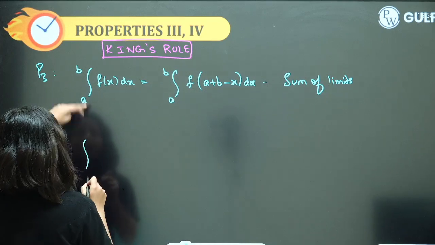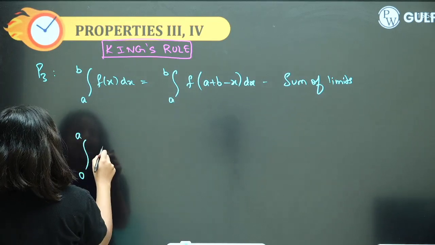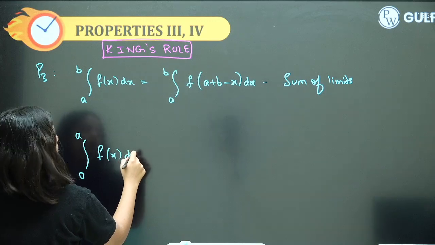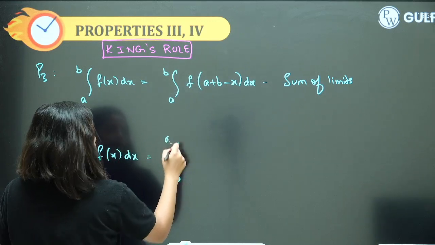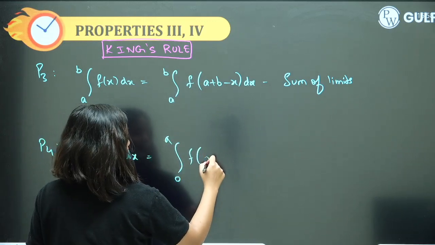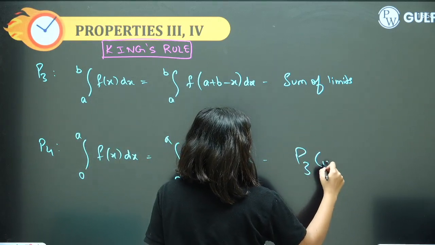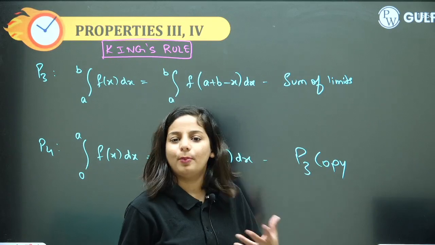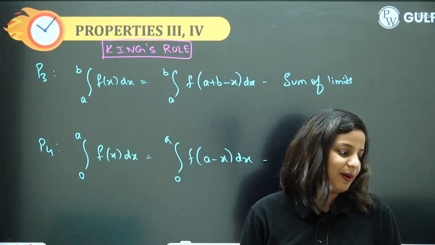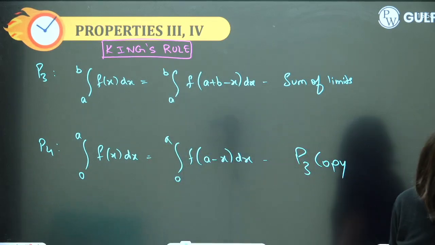Okay, instead of a to b, now you have 0 to a. What difference does it make? You add the limits, 0 plus a is a, and subtract the variable. So I will name this as P3 copy, and P4 is just a copy of P3. You can call it Queen's rule, up to you. Is that right, kids? Good.